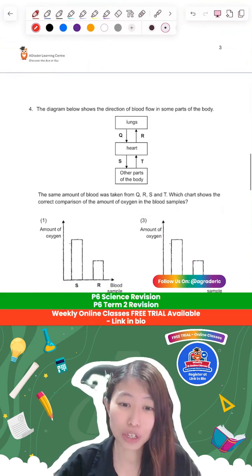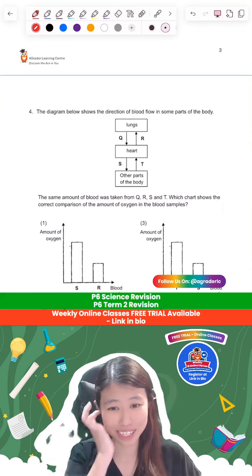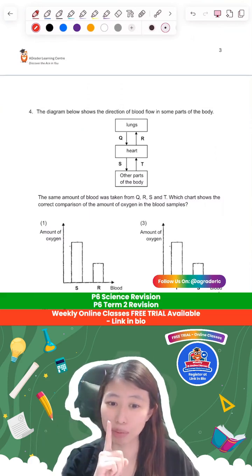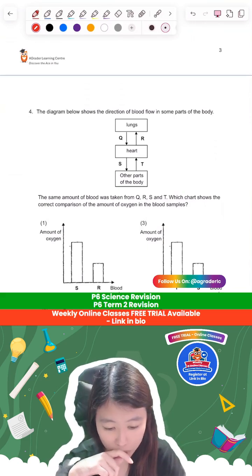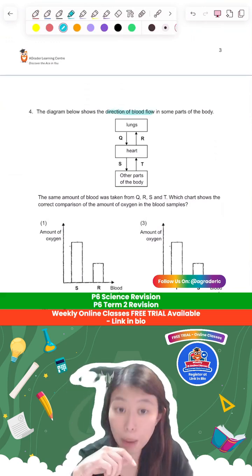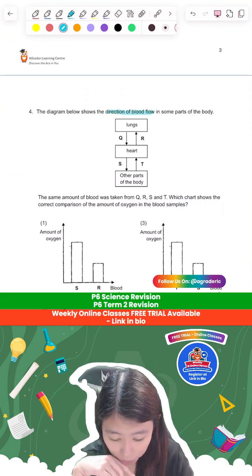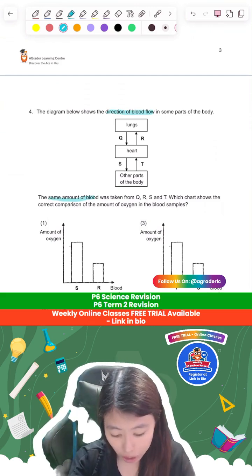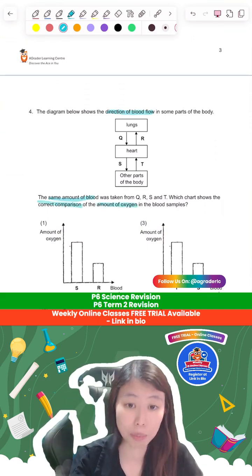So let's move on to question 4. This is your P5 topic about your circulatory system. Okay, so let's look at this one over here. For this question, it says that the diagram below shows the direction of blood flow in some parts of our body, right? Then they mentioned that the same amount of blood was taken from Q, R, S and T, and which chart shows the correct comparison of the amount of oxygen in the blood samples.